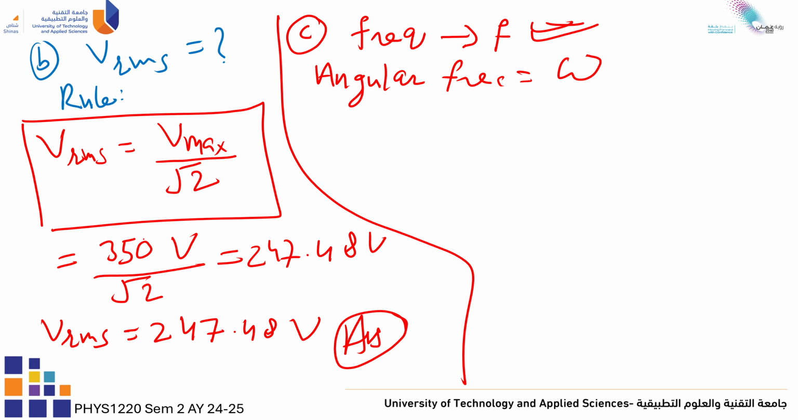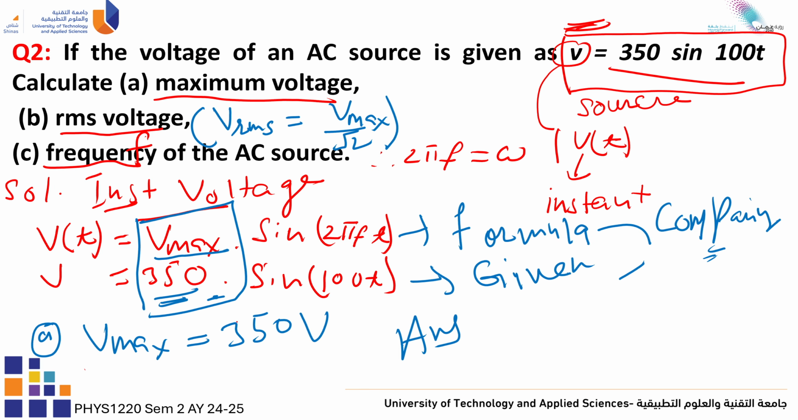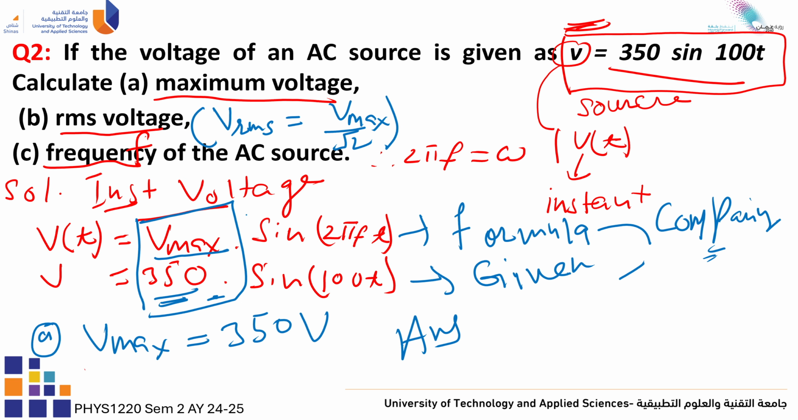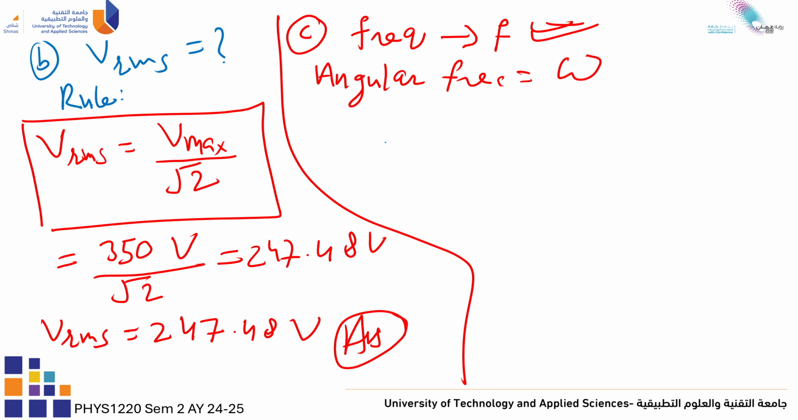So I will go back and compare which part of the formula and which part of the given. Here I will compare this part, for the frequency, this part and this part. So I will write here, this is sine, and this will be 2 pi f multiplied by the time t, and it is given in the question that the sine is equal to 100t.